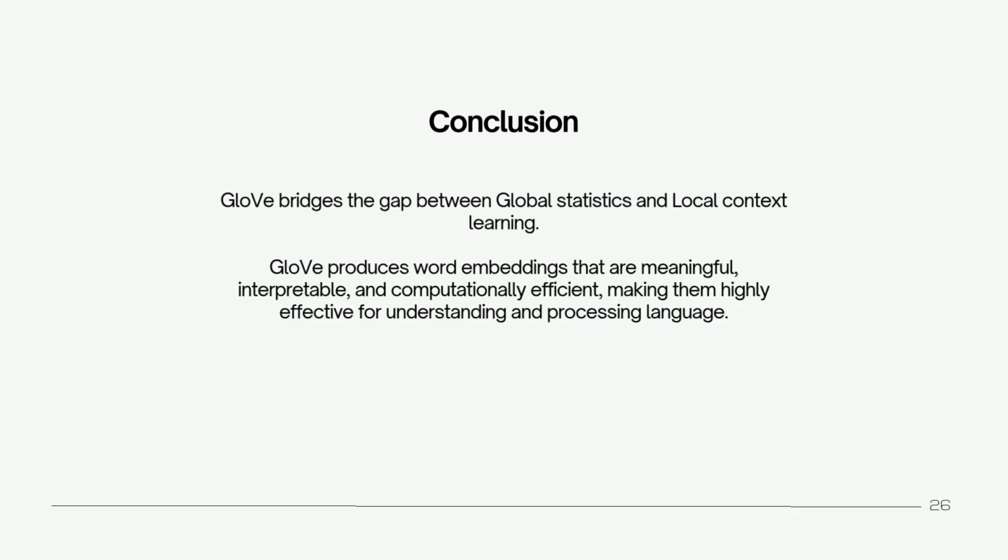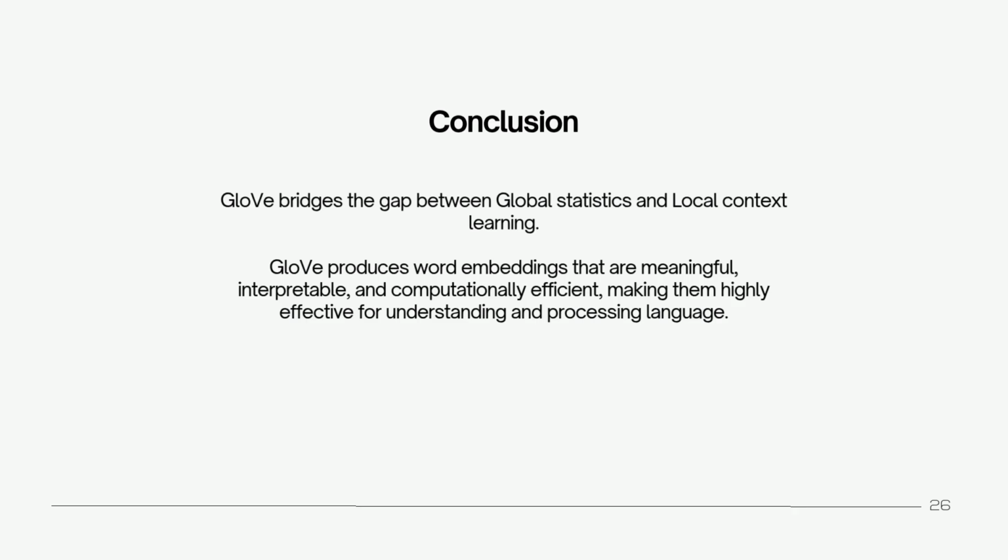To conclude, GloVe provides a very elegant solution to the problem of word representation by combining the strength of both global statistical methods and local context based learning. Instead of relying only on predictions or raw counts, it uses co-occurrence probabilities and their ratios to capture meaningful relationships between words. This allows it to learn embeddings that are not just mathematically sound but also linguistically meaningful.